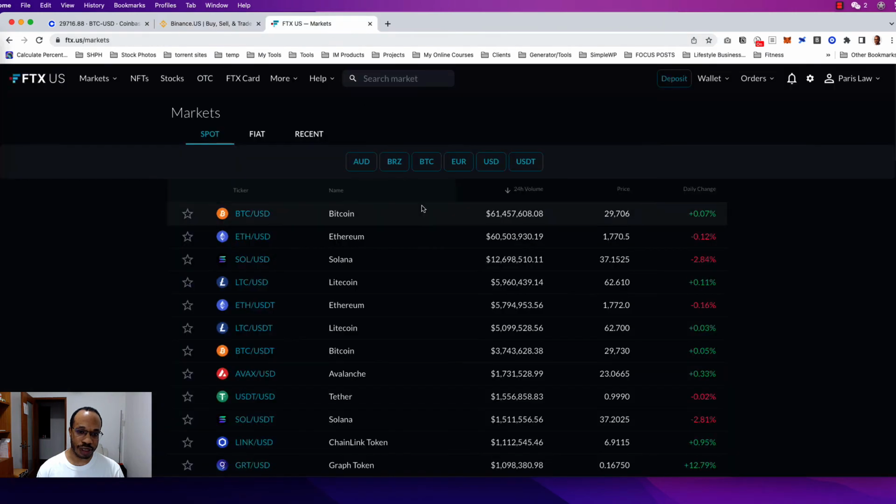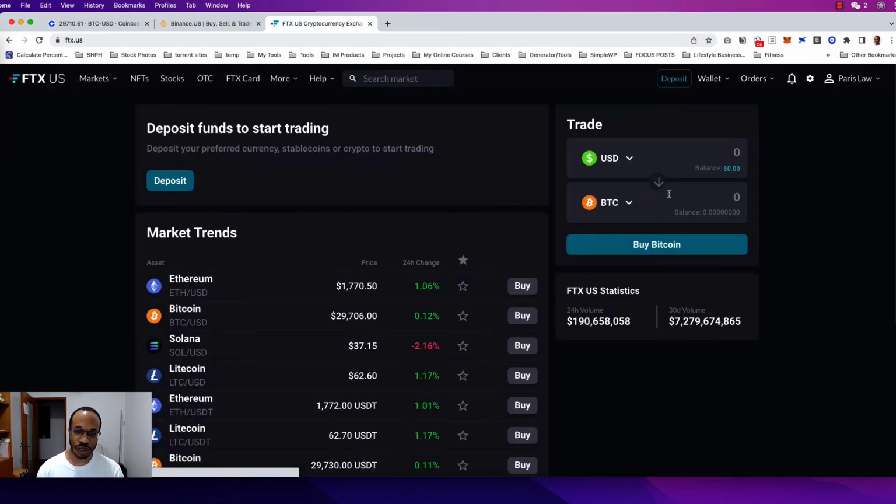And FTX also has a similar setup. If you start from their main homepage, you can just do some quick buys and sells, and it'll have its fees as well. But if you go to its actual trading platform, then you will pay a percentage.